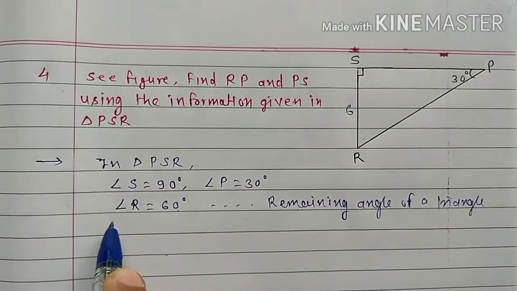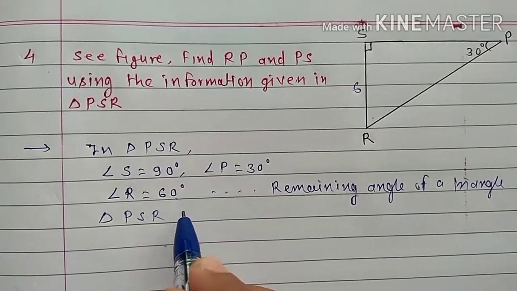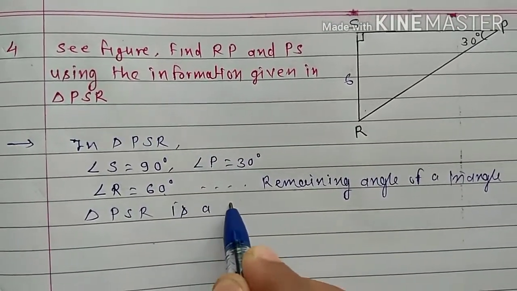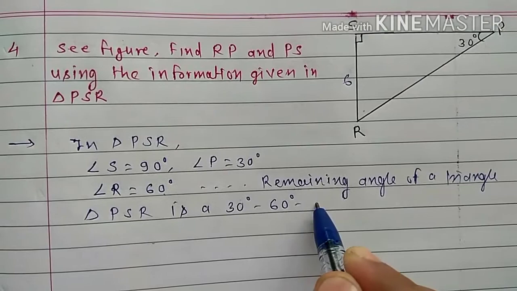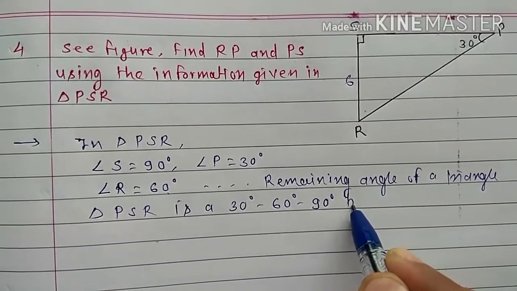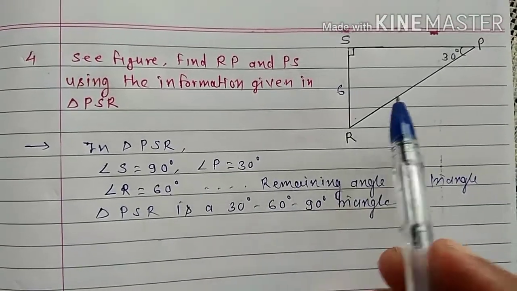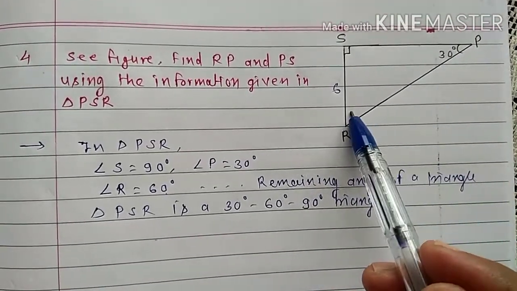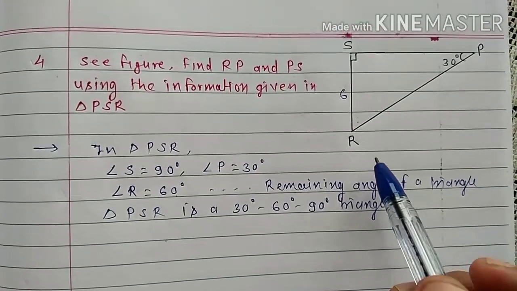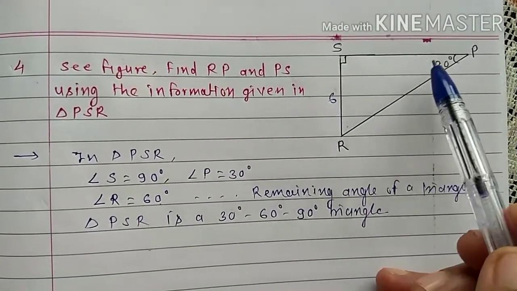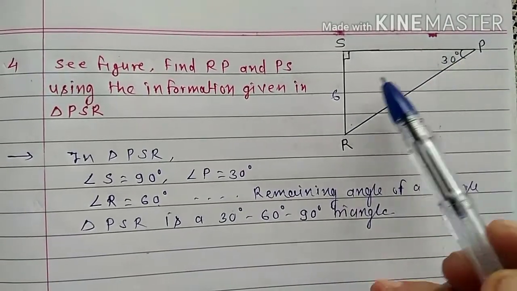So therefore triangle PSR is a 30 degree, 60 degree, 90 degree triangle. Therefore triangle PSR is 30 degree, 60 degree and 90 degree triangle. So see here, which side is given? Side opposite to 30 degree is given.